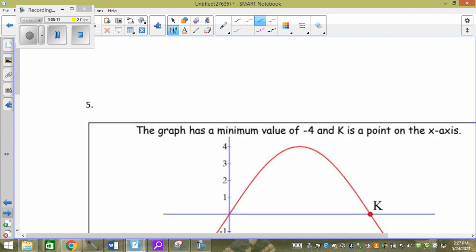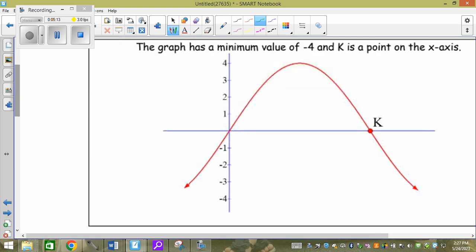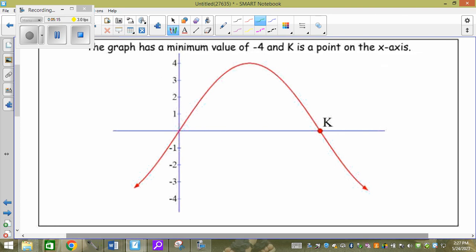Okay, the next one says the graph has a minimum value of -4 and k is a point on the x-axis. So if I'm going from here, past the max, back down to that height, how much of a period is this? How much of the period is that? If I go past the max, back to that height?